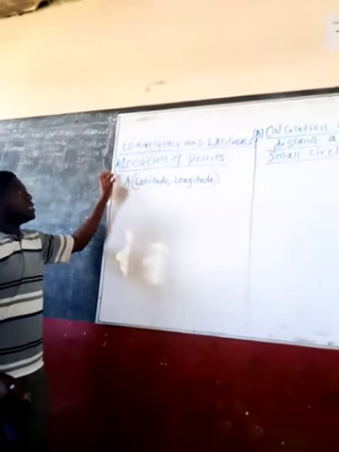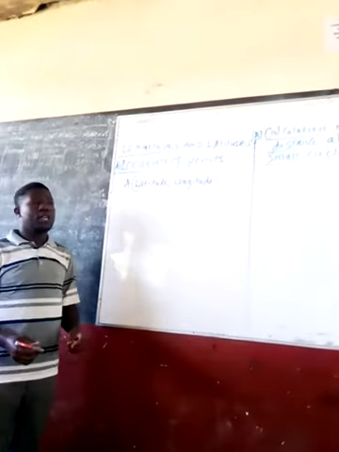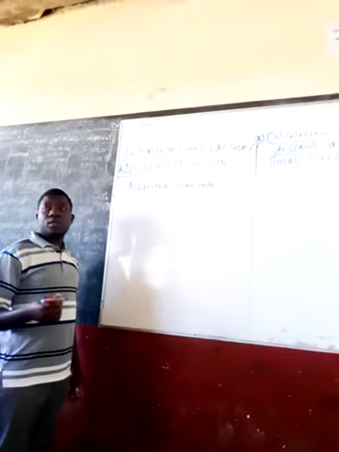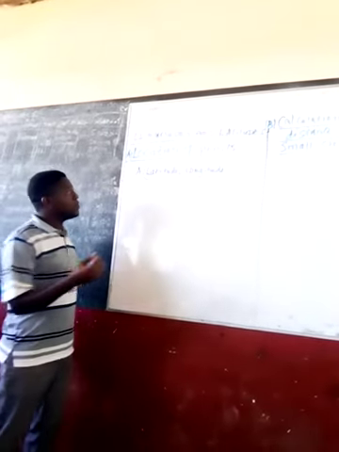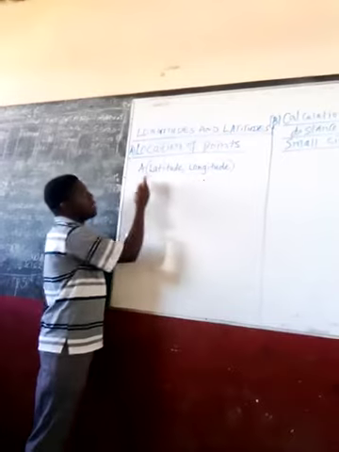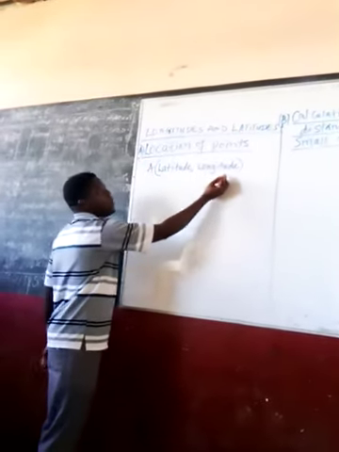And first of all, we shall consider location of points on the surface of the Earth. We normally locate points using coordinates in form of latitude, then longitude. Like we can have a latitude, then longitude.